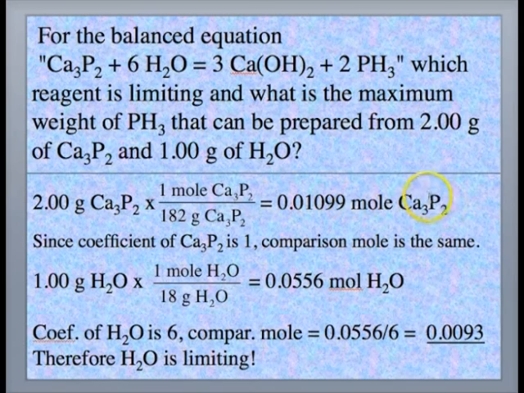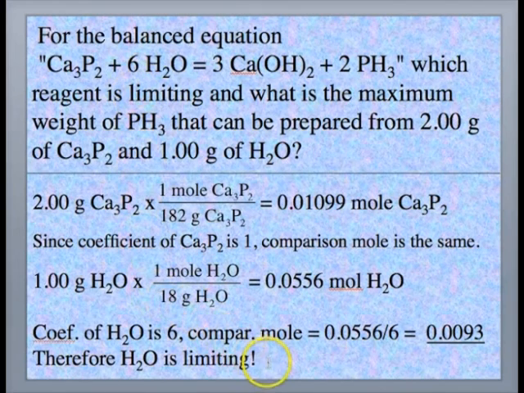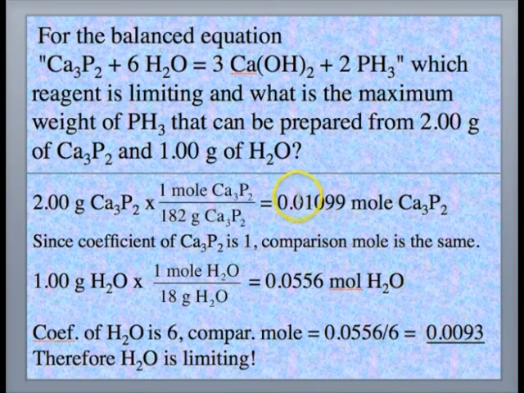0.01099 moles of calcium phosphide is our comparison number. For the water, we do the same thing. We start with 1 gram of water. We divide by its formula weight. We get 0.0556 moles of H2O. But this we divide by 6 because the coefficient in front of water is 6. So the comparison moles is 0.0093. So that's a smaller number than 0.01099 if we compare the two comparison numbers. So therefore, water is limiting.